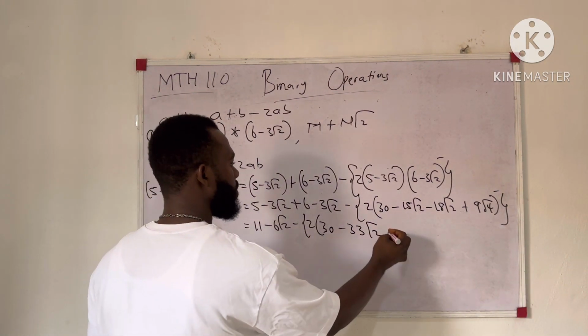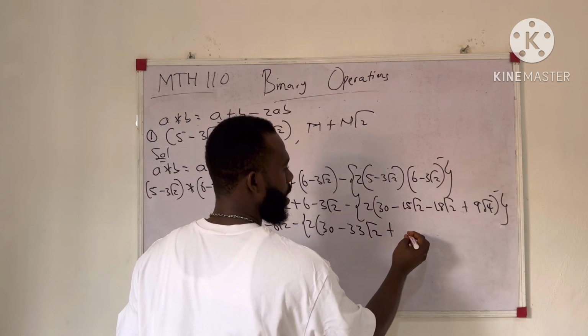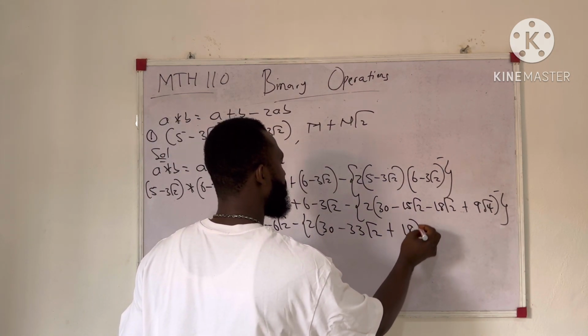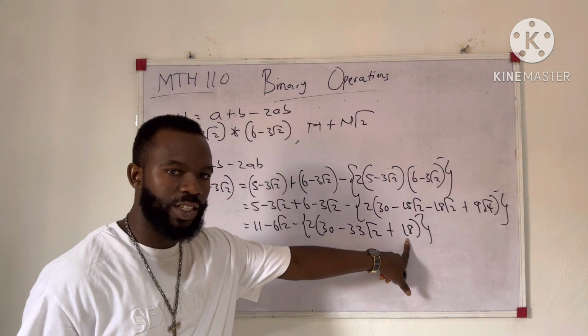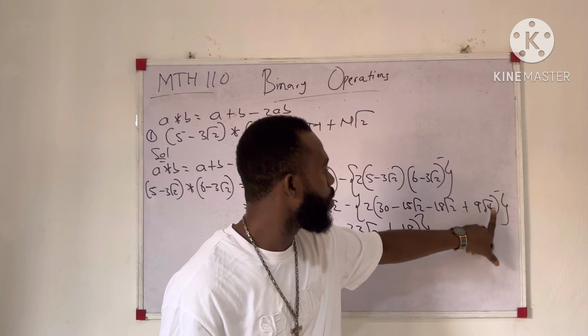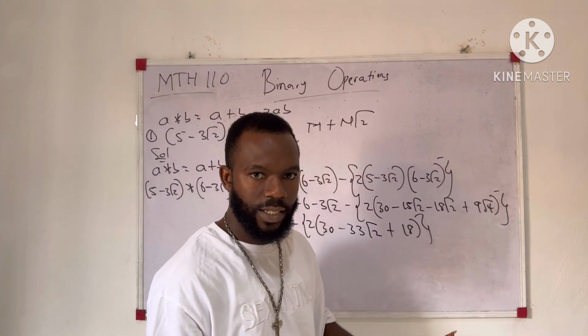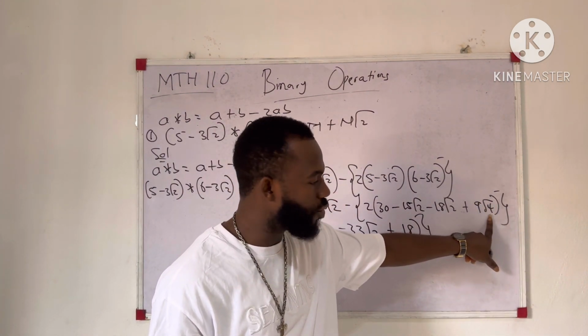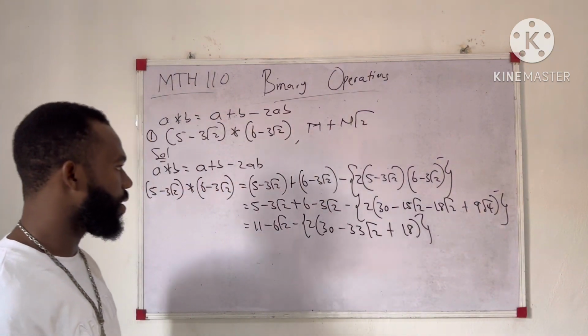Now plus, now here becomes 18. Now the question is, how did I get 18? It's very simple. The square root of 4 is 2. Then 2 multiplied by this 9 gives us 18. It's as simple as that. Square root of 4 is 2. 2 times 9 gives us 18.